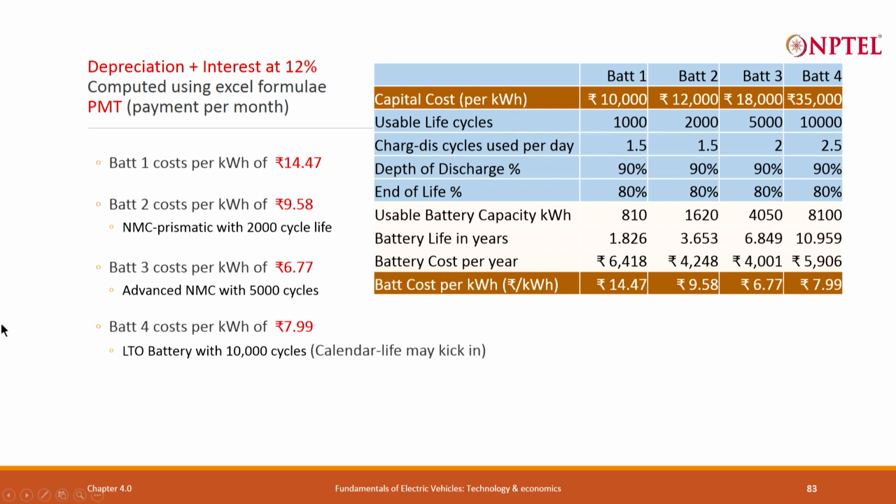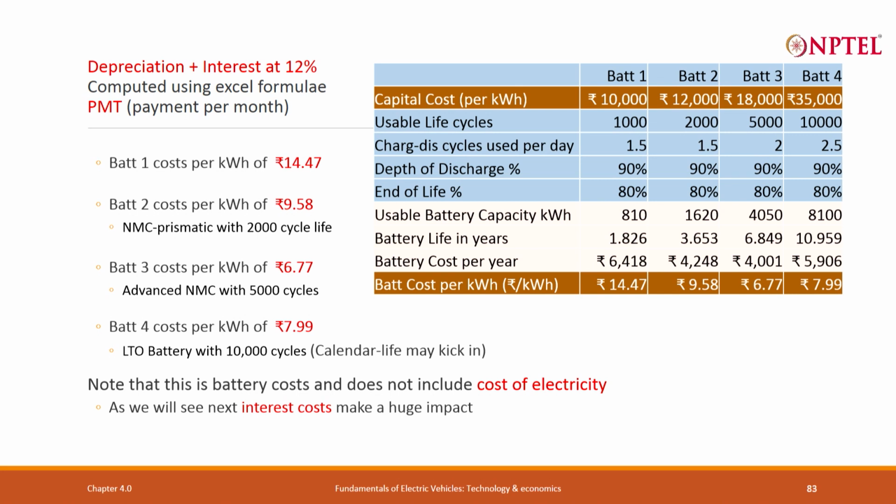So, you will see this 5000 cycles really makes a huge difference. This is because if I am using 2 cycles per day, and if I do not use 2 cycles per day, this will not hold. And 2 cycles may not be so easy, charging and discharging 2 times may not be easy, but in personal vehicles no, in a taxi yes. So, that is what it will come to.